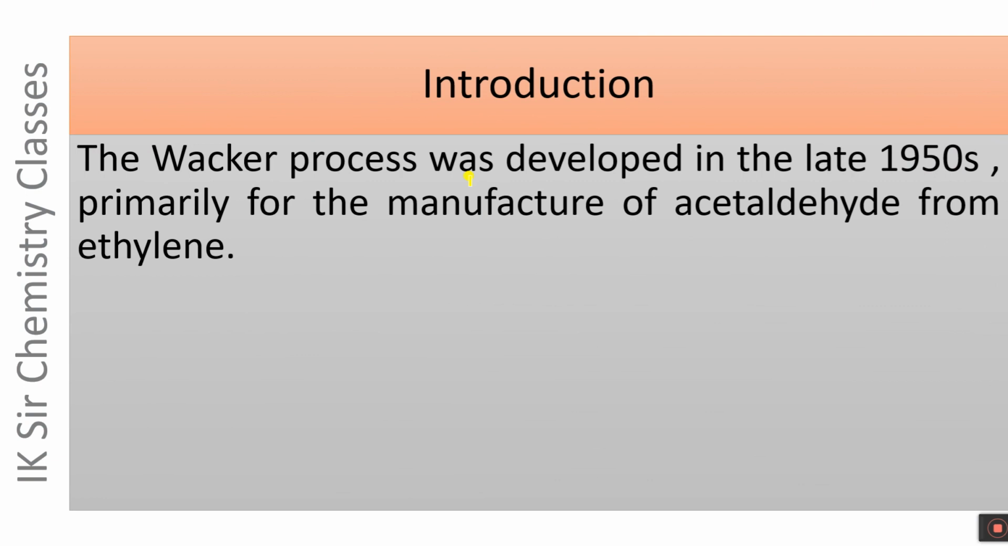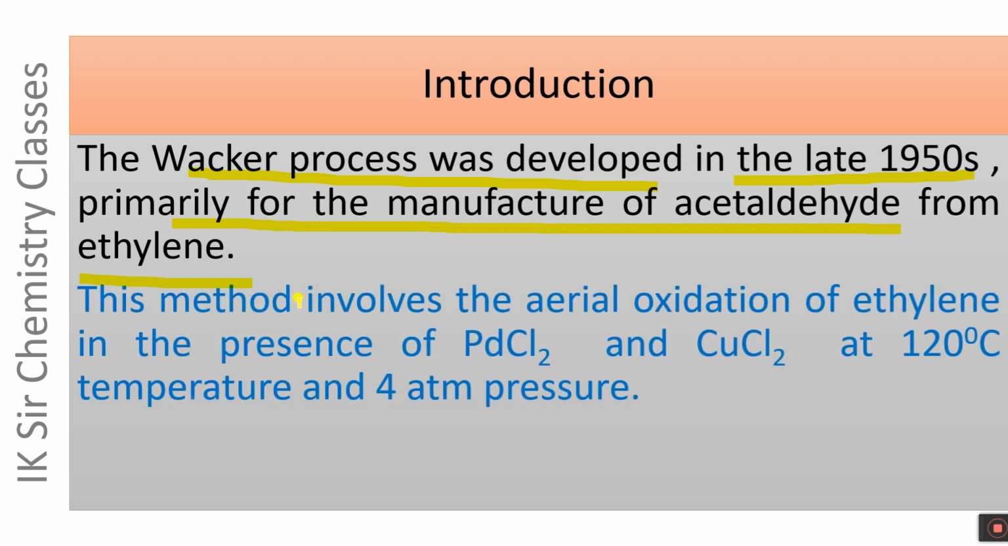First of all, introduction of the Wacker process. The Wacker process was developed in the late 1950s primarily for the manufacture of acetaldehyde from ethylene. This method involves the aerial oxidation, that is, oxidation by air of ethylene in the presence of PdCl2 and CuCl2 catalysts at 120 degree centigrade temperature and 4 atm pressure.